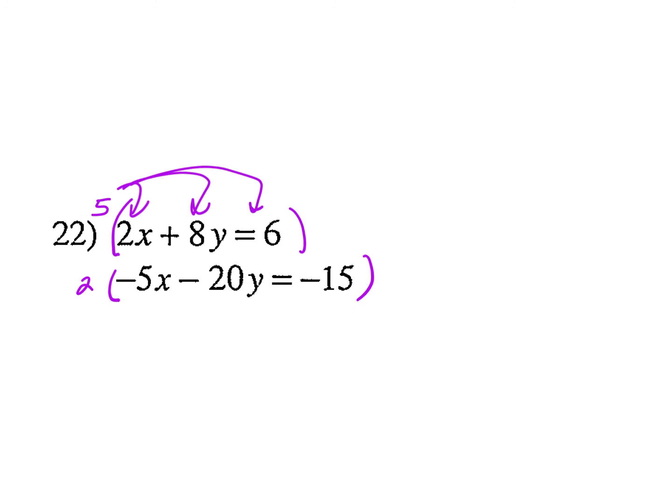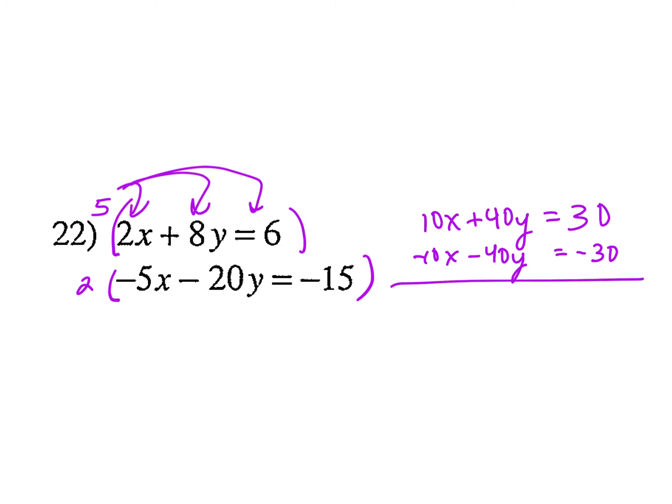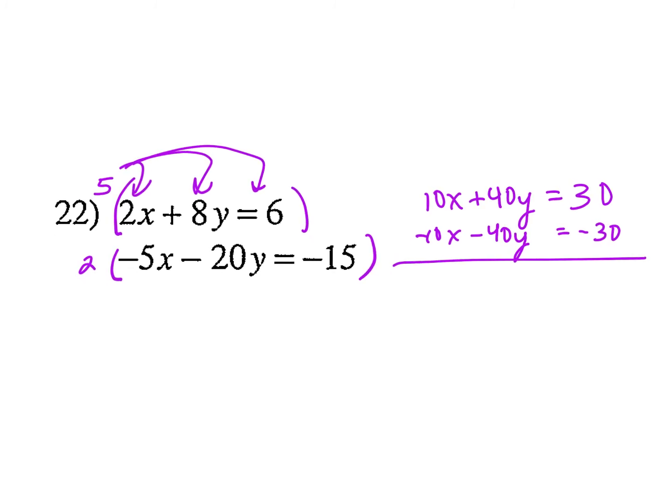So I have 5 times 2 is 10x. 5 times 8 is plus 40y equals 5 times 6 is 30. 2 times negative 5 is negative 10x. 2 times negative 20 is negative 40y. And then 2 times negative 15 is what? Negative 30, right? Okay, so add down. 10x and negative 10x is 0. 40 and a negative 40 is 0. Equals 30 minus 30 is 0.